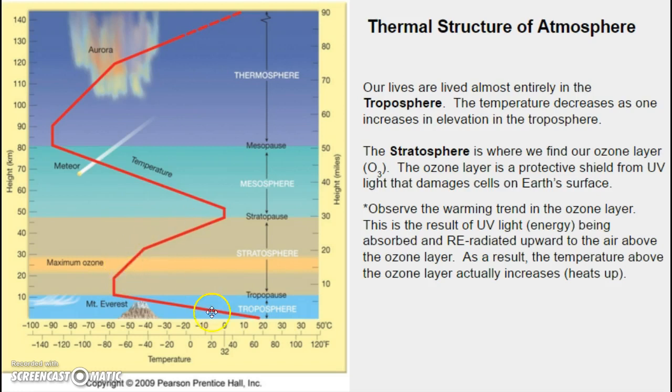So notice that in our troposphere, the graph is moving this way. It's getting cooler. But above the ozone, it's actually warming up, through the stratosphere, or through the ozone and then above it. So the warming trend is the result of ultraviolet light, a form of energy, being absorbed and re-radiated upward to the air above the ozone. As a result, the temperatures above the ozone actually increase. So incoming solar radiation, the dangerous UV light, is absorbed by the ozone, and then it re-emits back as heat energy above it.